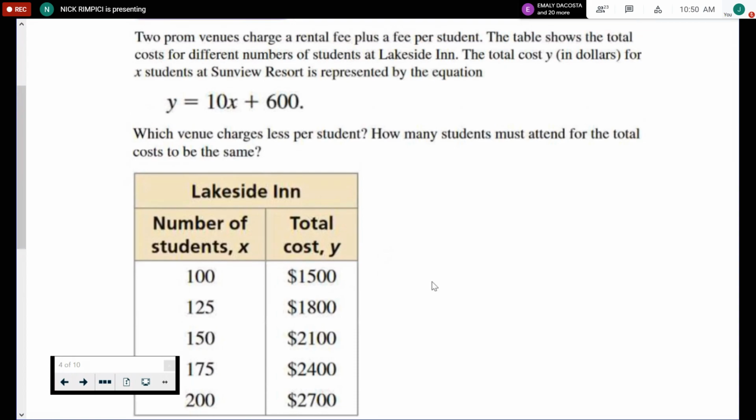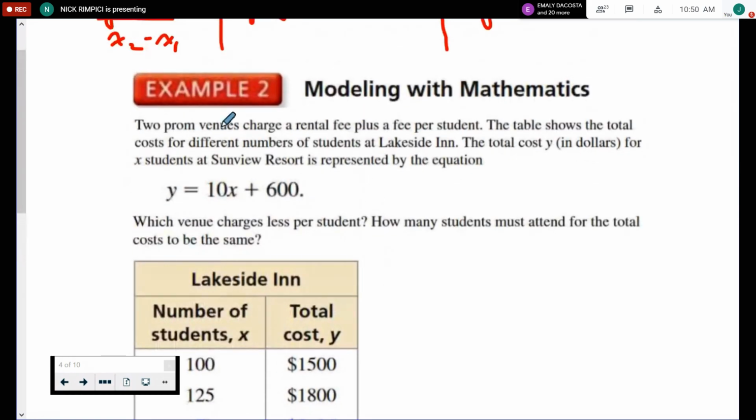Okay, two prom venues charge a rental fee plus a fee per student. So basically, both of these venues, no matter which one you pick, there's a flat fee. So if you book the venue and nobody shows up, there's still some money that you have to pay, like a rental fee, right? Regardless of how many people there are.